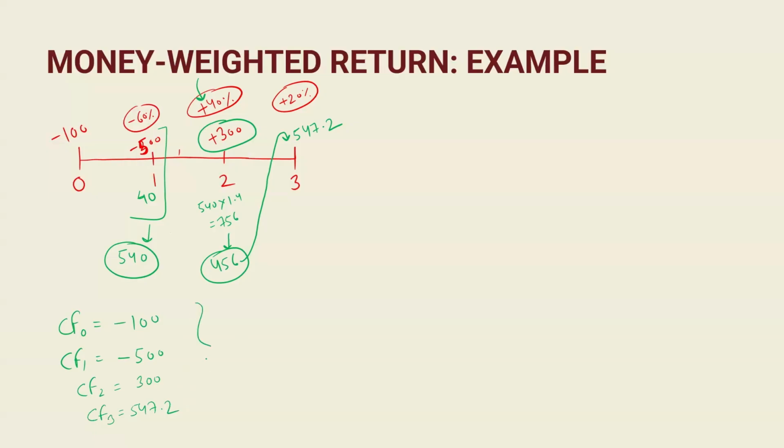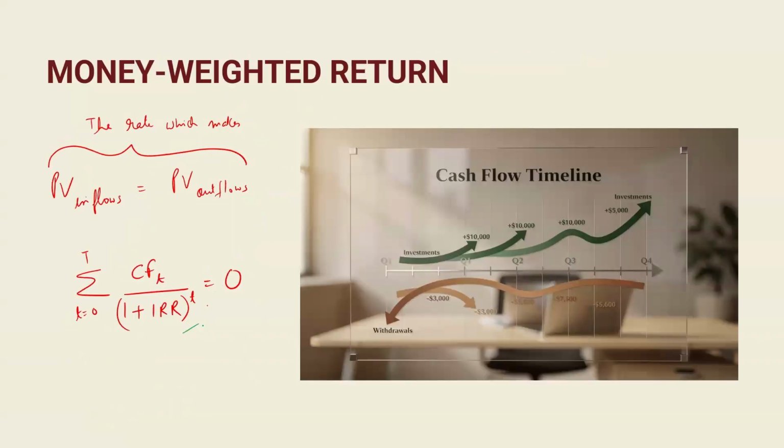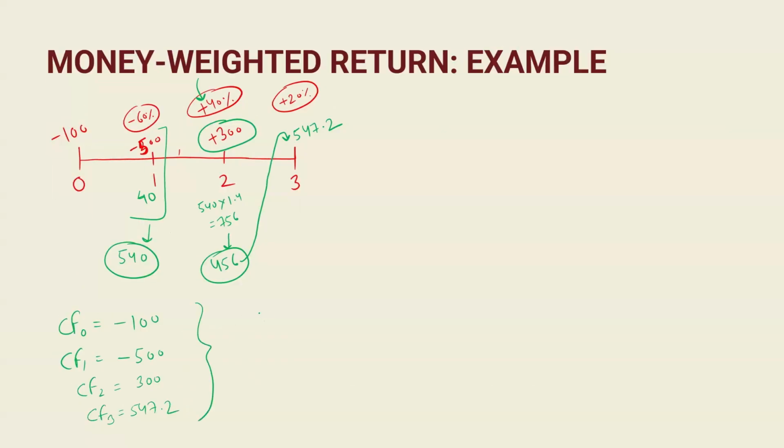Now, if I want to frame an equation, negative 100 is my CF0, and I mentioned that this is the idea of net present value being equal to 0. So negative 100 is being paid today itself. That's why when I write negative 100 and discount it by 1 plus IRR, I will raise it to the power of 0, because anything raised to the power 0 is 1. So negative 100 by 1 is negative 100 only.